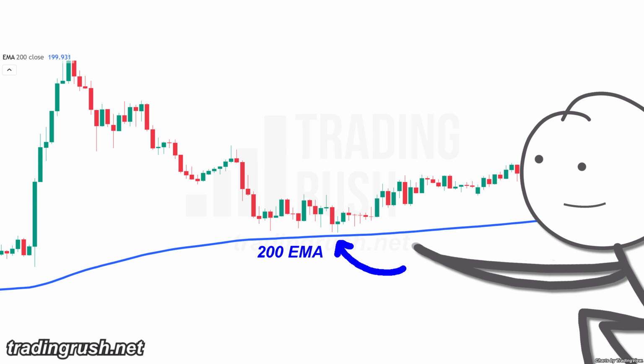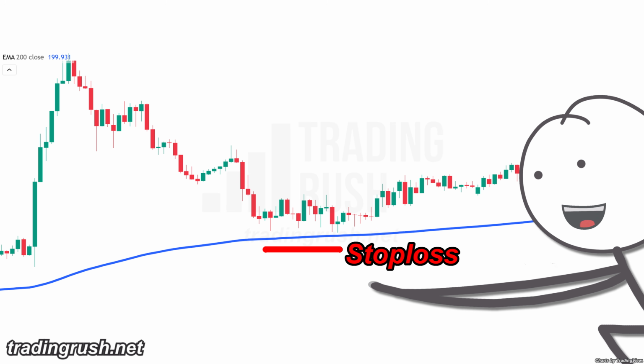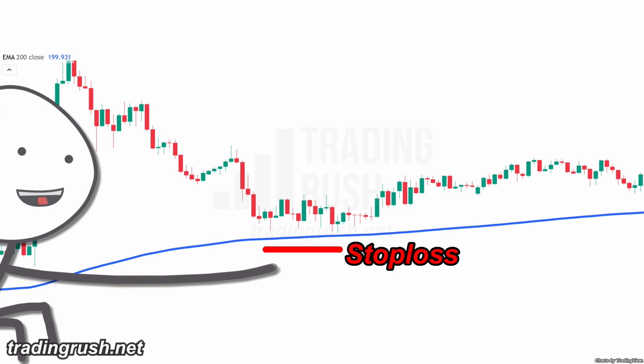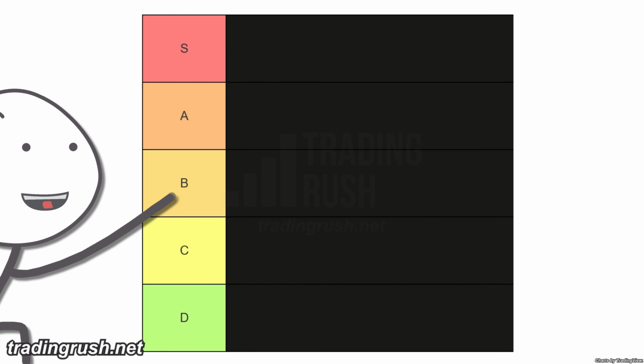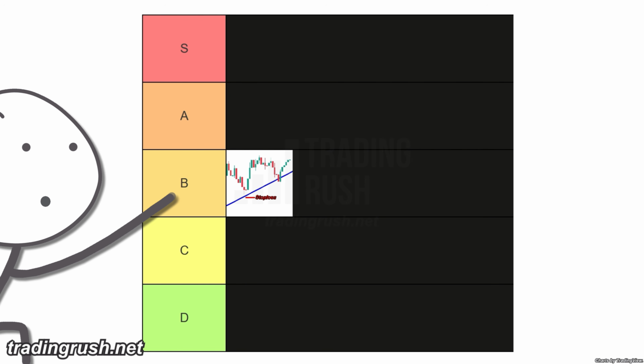In my experience, the 200-period moving average acts as better support resistance than other moving averages. So, I many times like to set the stop loss on the other side of it if it's nearby. But overall, it's still weak compared to other things I'm going to rank in this video. So, I will put setting the stop loss after the trend lines and moving averages in the B tier.